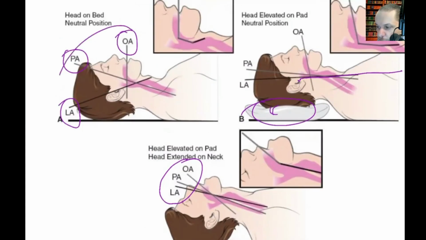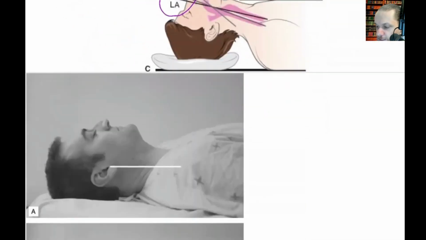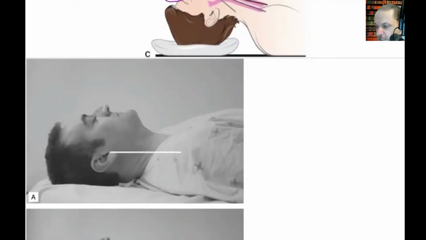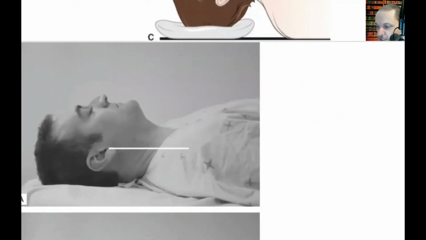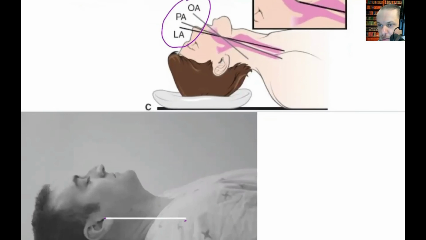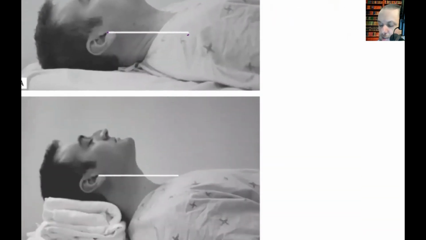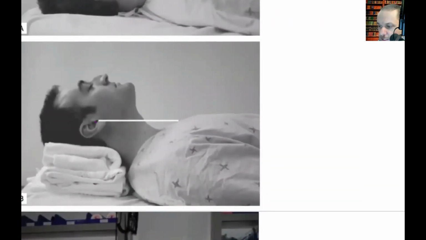This will not give you an optimal view because these axes are not aligned. Once you have them aligned, this is what I mean. If you intubate your patient in this position, where the ear is not aligned to the sternal notch, you will not get the oral axis, pharyngeal axis, and laryngeal axis in the proper locations.